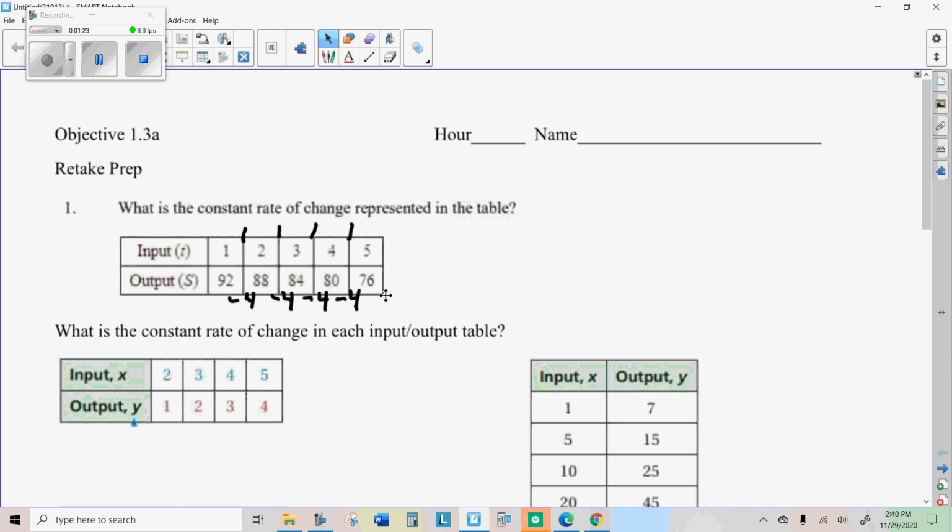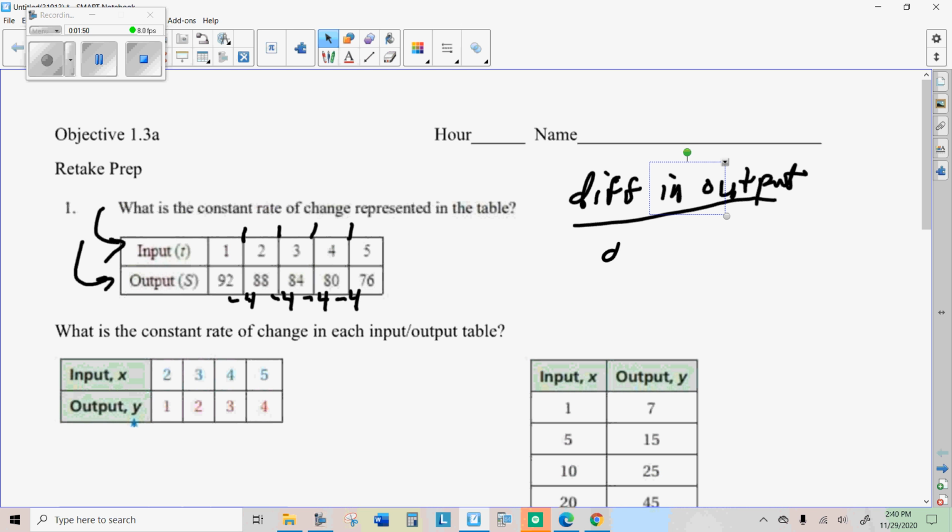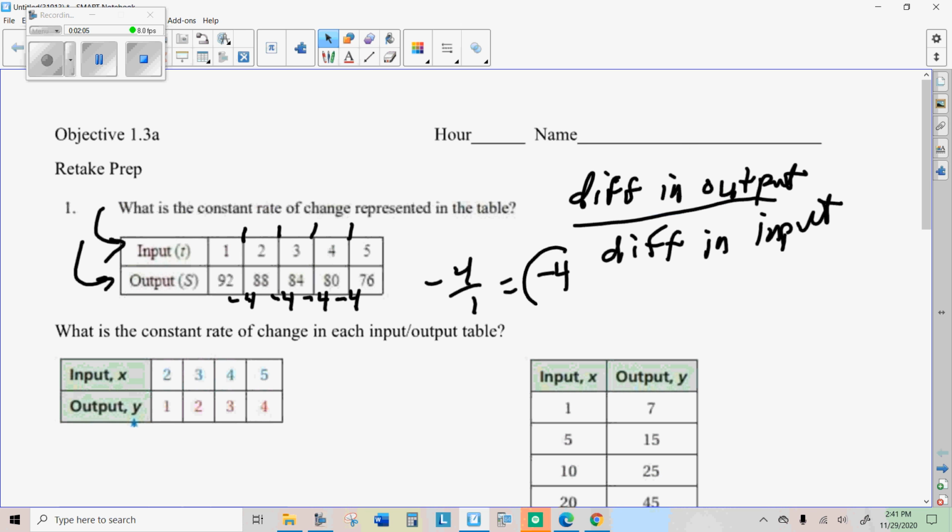So the constant rate of change, or slope, is the difference in the output divided by the difference in the input. So let's just write that there. Now remember, when you send me your work, I need to see these notes. So I want to make sure that you're actually learning from these videos and watching them. So difference in output, that would be just like subtracting your y values like you do when you find slope, over the difference in the input. And that is your constant rate of change. Now remember, that's just another word for slope. So negative 4 over 1, which is negative 4, is the answer for this one.